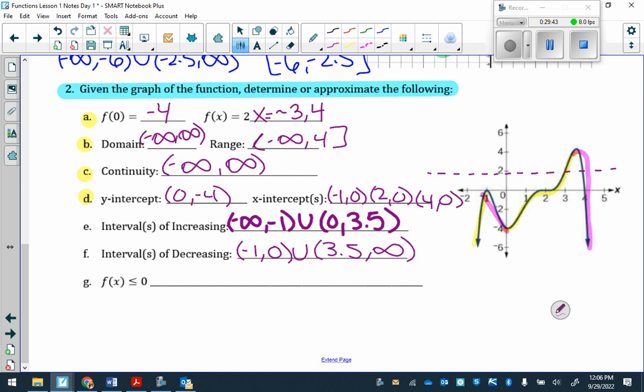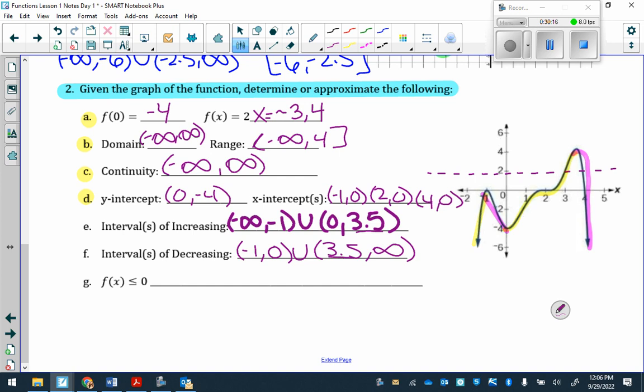Now, one thing I want to make sure you understand is you want this to match. So if I'm using 3.5 for increasing, I have to use it for decreasing as well. So even if some of you might have done 3.2, let's just say, you have to use that 3.2 to describe the decreasing as well, okay? So these have to match because you're taking the full domain again and splitting it into intervals of increasing and decreasing, okay?